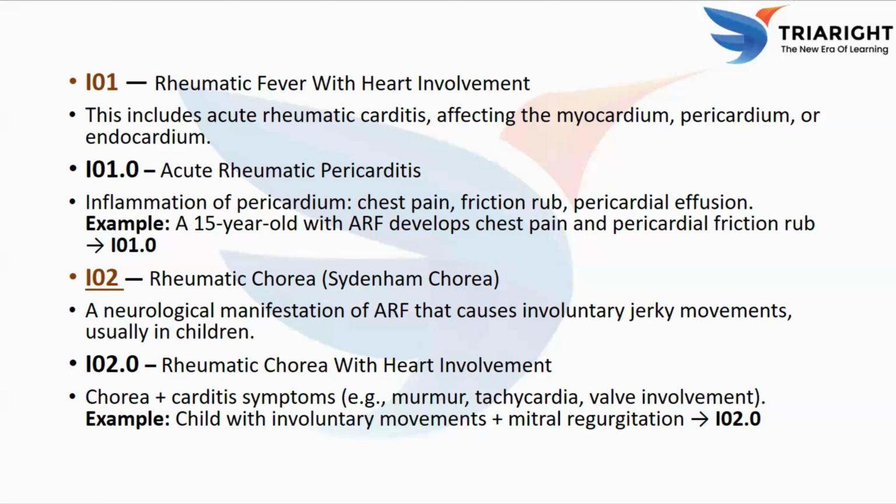This is used whenever chorea occurs along with cardiac symptoms such as murmur, tachycardia, which means a rapid heart rate, or mitral valve involvement, for example regurgitation. So a child with involuntary movements and mitral regurgitation, you have to assign the I02.0 category. So I01 is rheumatic fever with heart involvement. I01.0 is for acute rheumatic pericarditis, and I02 is for rheumatic chorea which involves involuntary jerky movements, and I02.0 for rheumatic chorea with heart involvement.